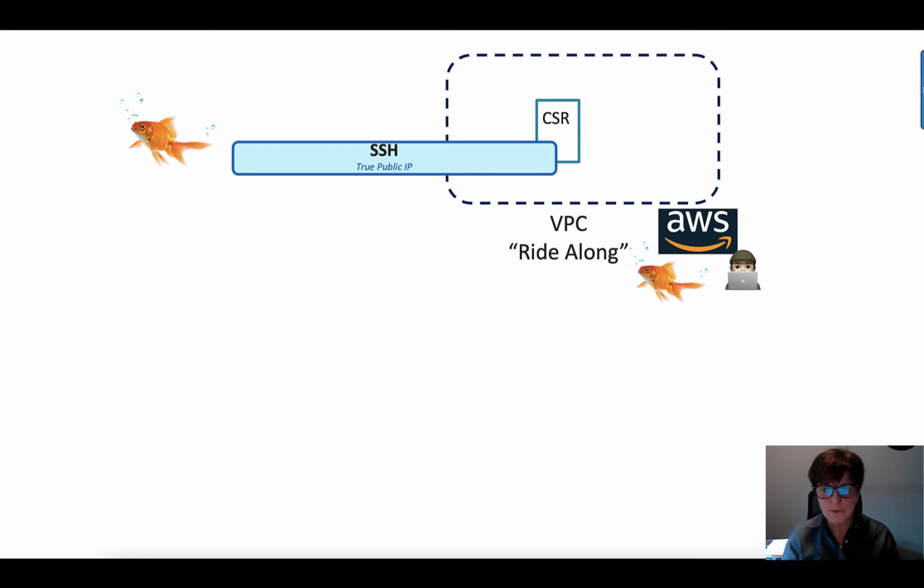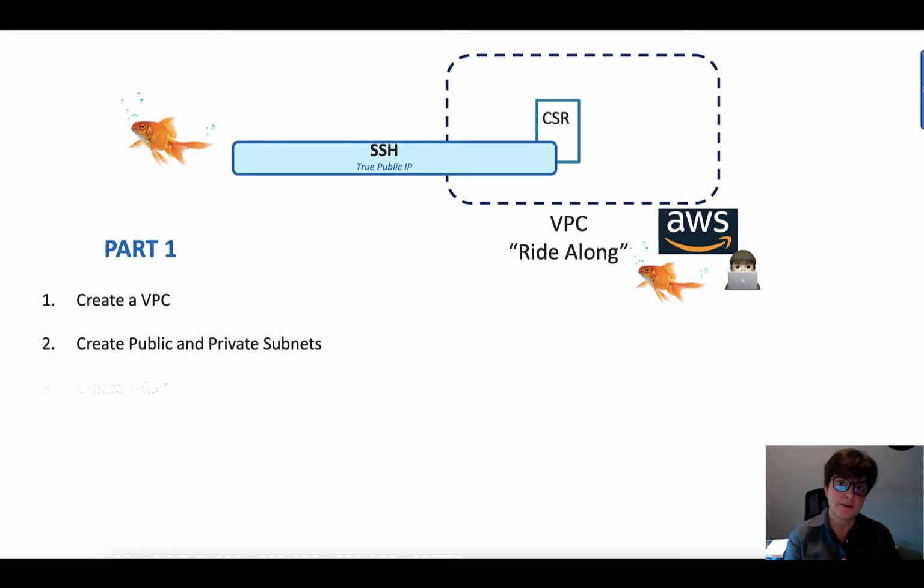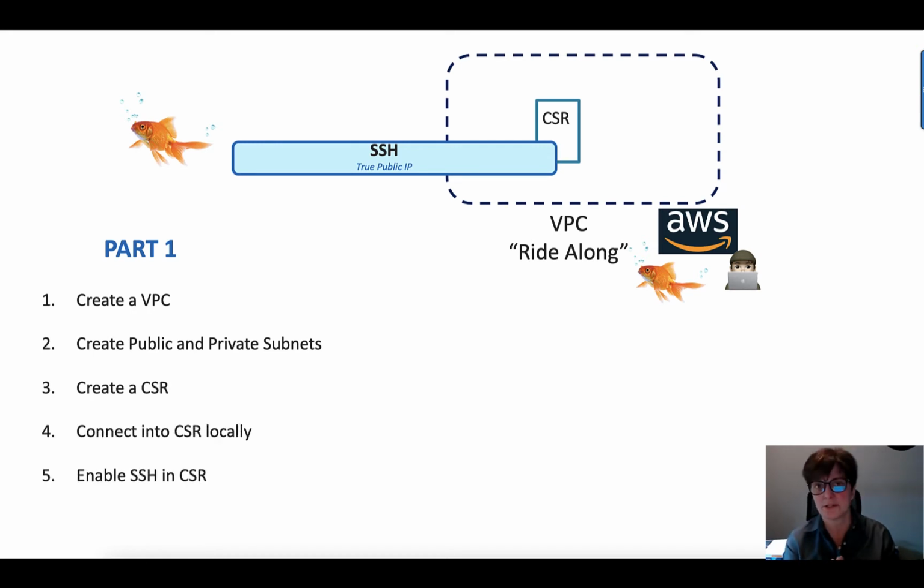So what we're going to do first, in part one, is create a VPC up in AWS. Then we're going to create public and private subnets. We're going to create two subnets up there. With one subnet, my intent will be to connect to the internet. With the other subnet, my intent will be to connect to a local, quote unquote, LAN where I'm going to put a Linux box. We're going to then create a CSR.